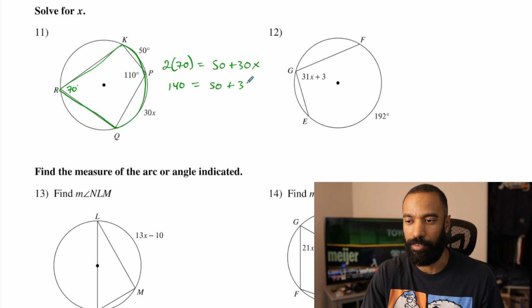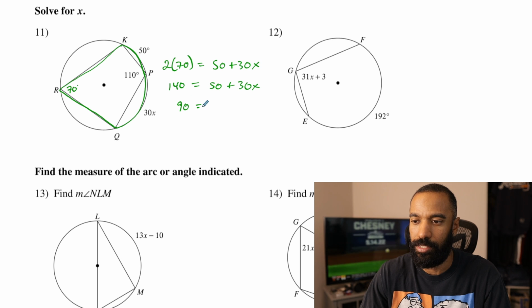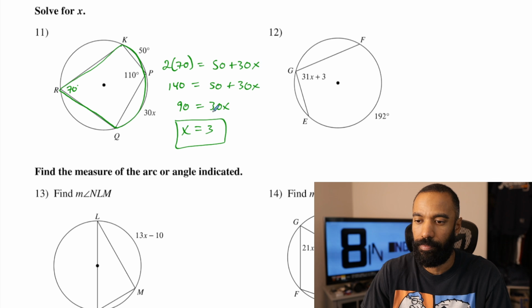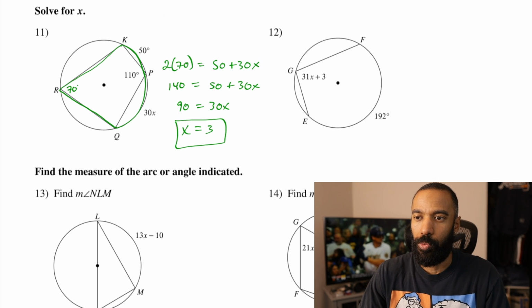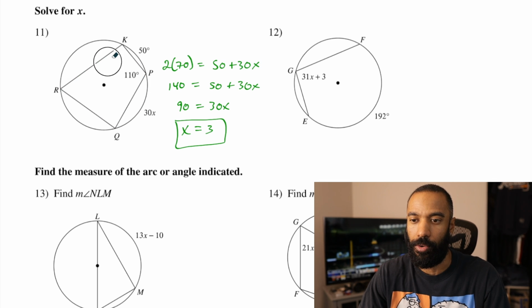So I'm going to do this way first. I'll give you an alternative in case you didn't see or know that. Subtract 50 from both sides and divide both sides by 30. We get x equals 3. So there's one version of the problem like that. Maybe my go-to. But that's something you'd have to know as a property.